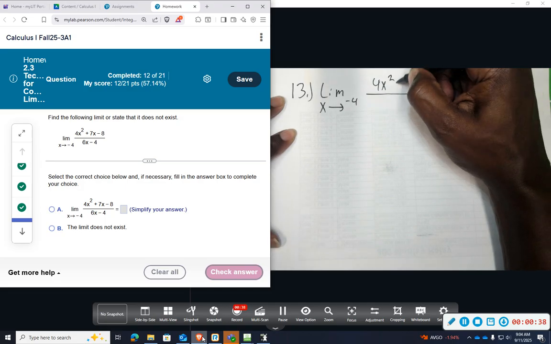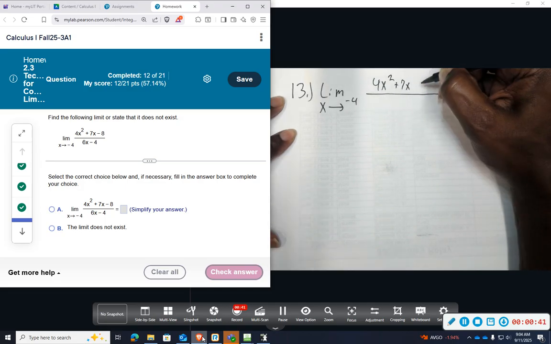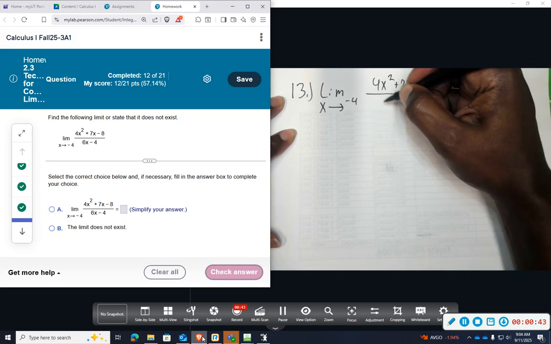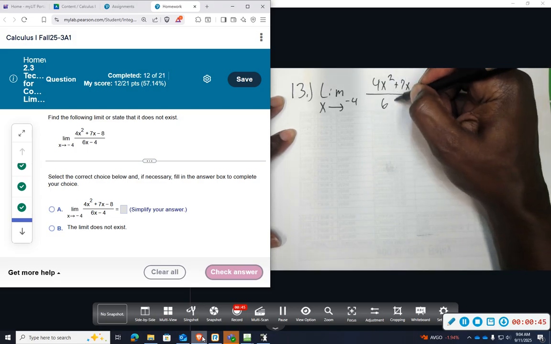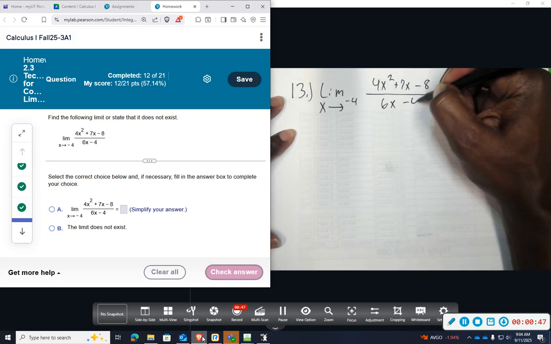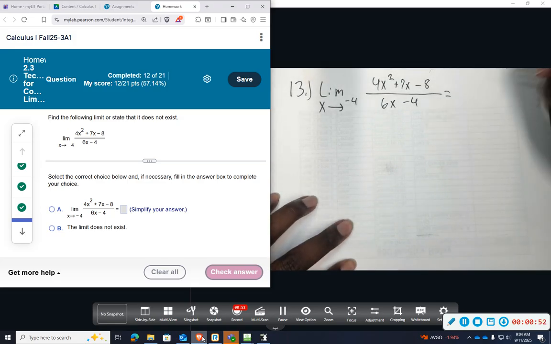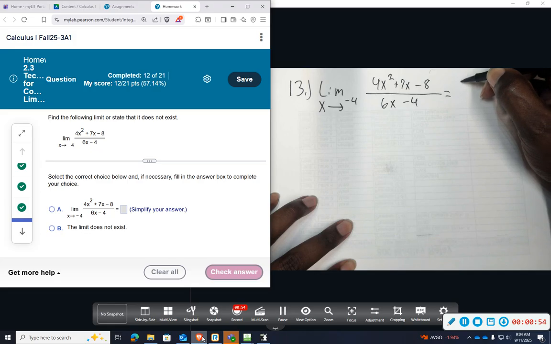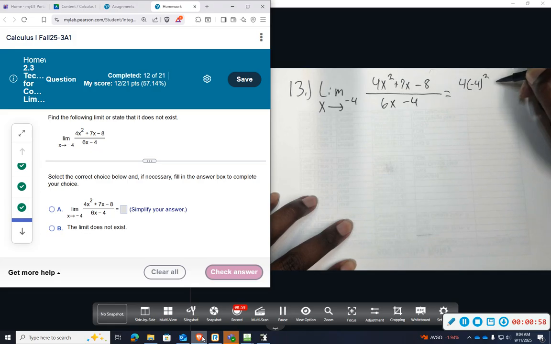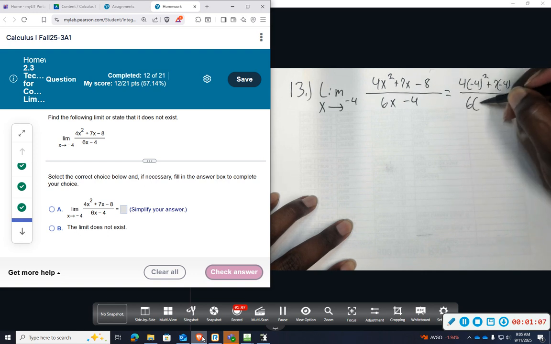4x squared, 7x minus 8, and then we have a 6x minus 4. Okay, so to see where this limit is tending toward, we will plug in a -4 and evaluate this function. And then we have 6 times -4 minus 4.